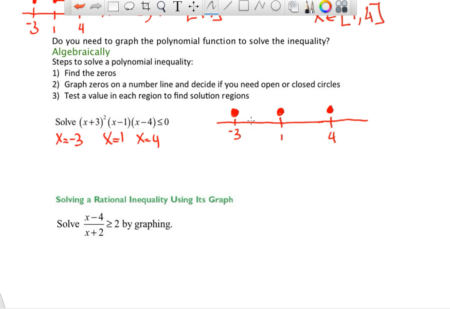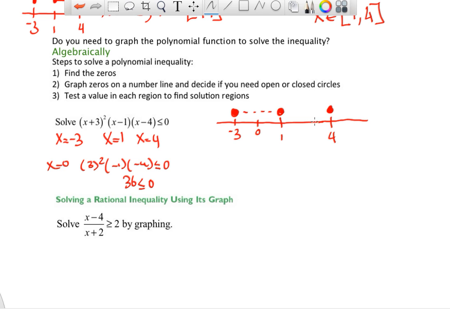And then just test. Testing literally means you pick some numbers. So for example, what happens at 0? You just plug it in. So we get 3 squared times -1 times -4, and that needs to be less than or equal to 0. So this is at 0. It's a positive. Well, this one you can actually do. That's 9 times 4, that's 36, and 36 is not less than or equal to 0. So here I would mark this with little negatives. That means I don't get solutions there.